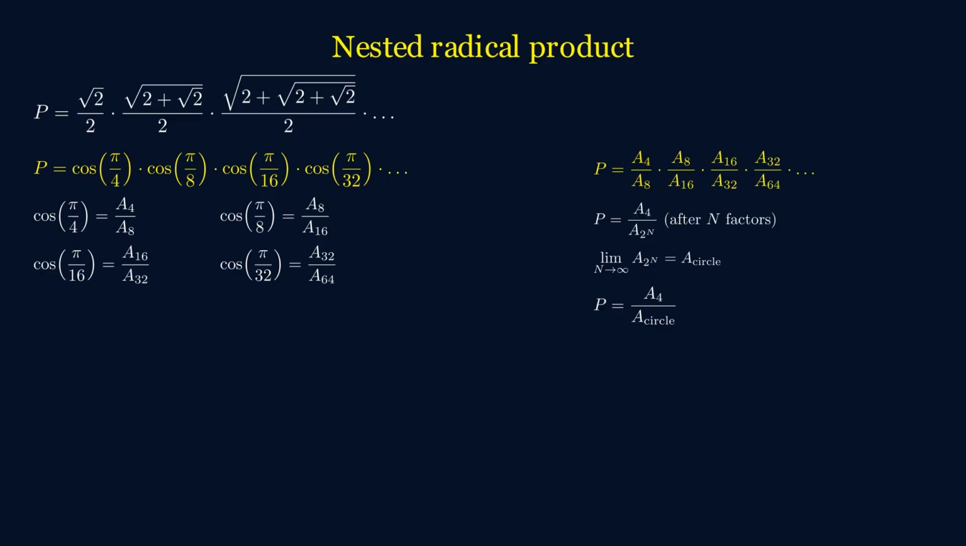For a unit circle, the inscribed square has area 2. The circle has area pi. So the entire infinite nested radical product equals 2 over pi. Isn't that just very beautiful? Something that looked chaotic at first turns into this elegant geometric ratio.